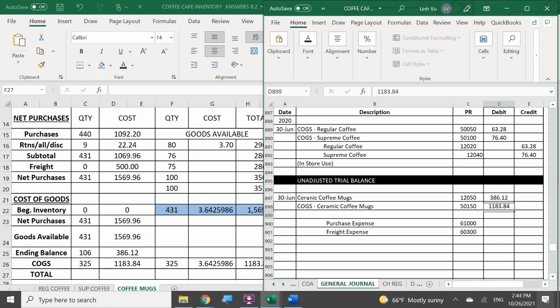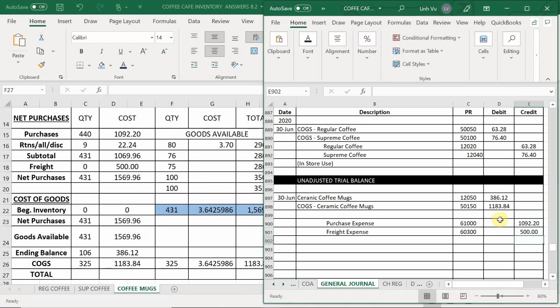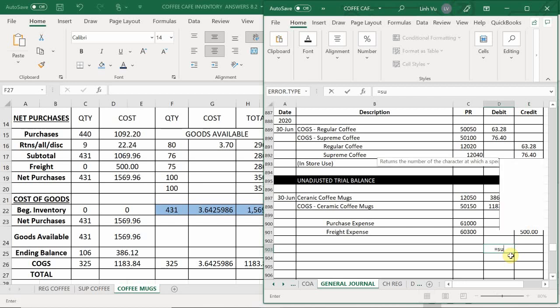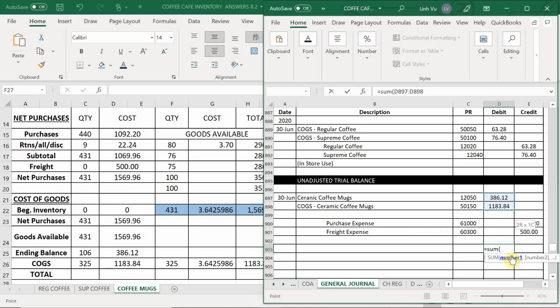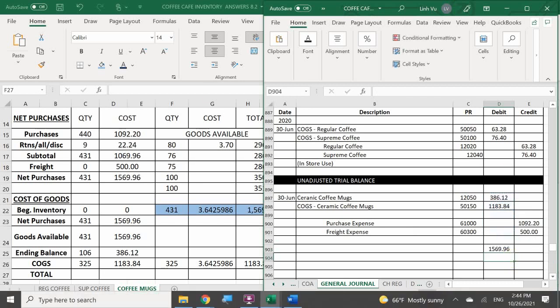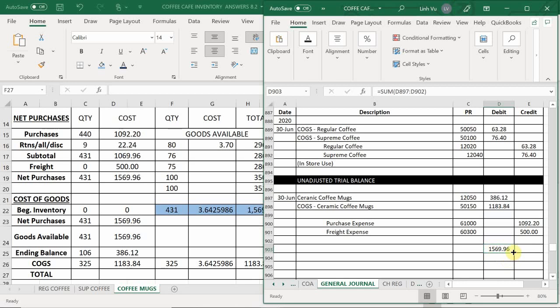Now the purchase expense is 1,569.96, and that includes freight. The purchase price is 1,092.20, and then 500 for freight. Now if I check that the sums are equal, it is not equal. What am I missing? Right now I have 1569.96 and I have 1592.20.